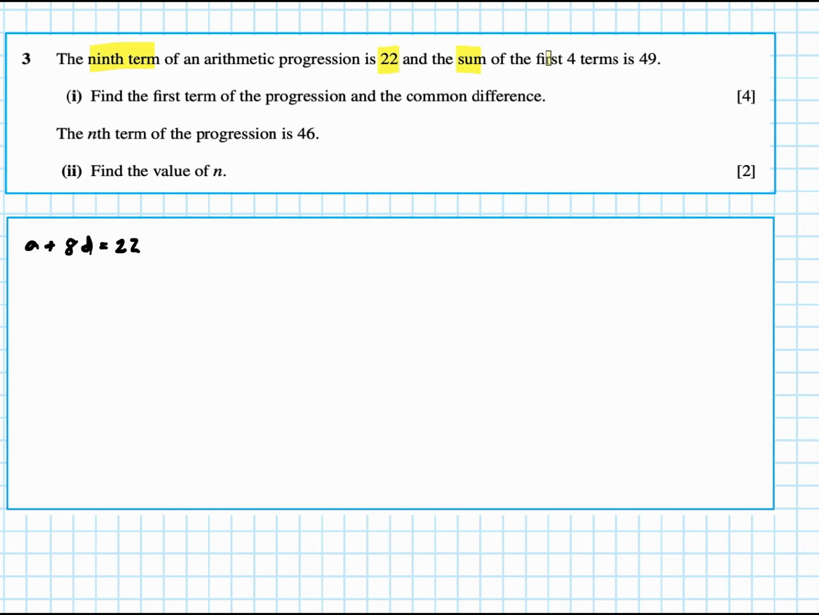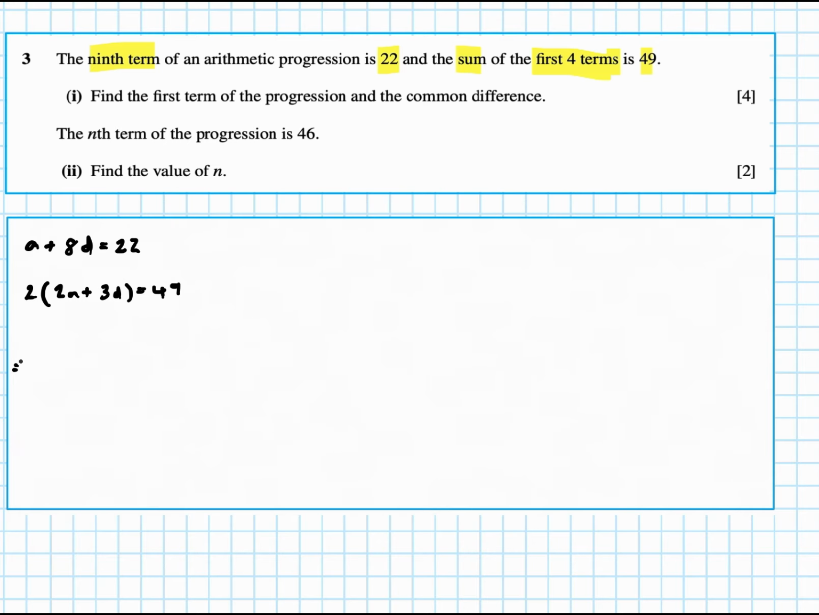So the sum now, it might look a little bit difficult when you're first seeing these kinds of questions, but you just have to break it down, simplify it as much as you can. So the sum of the first four terms is 4 over 2, which is 2, times 2a plus (n minus 1), which is 3, d, is equal to 49. And so just multiply that out, expand your bracket, so to speak.